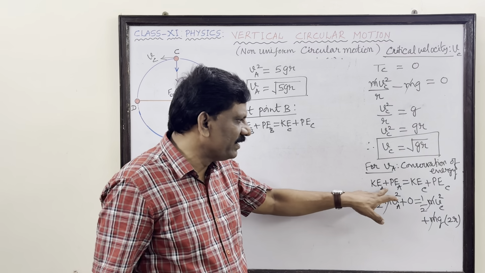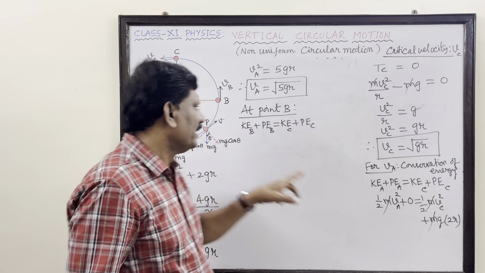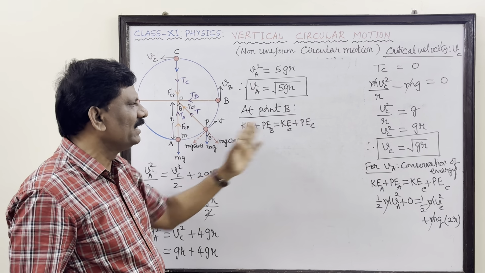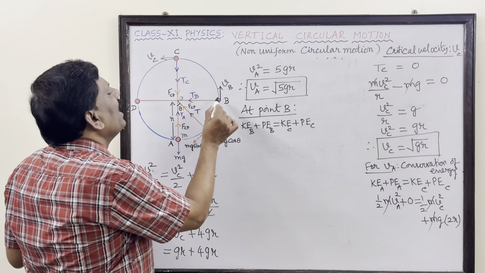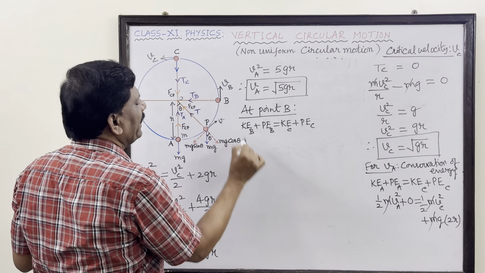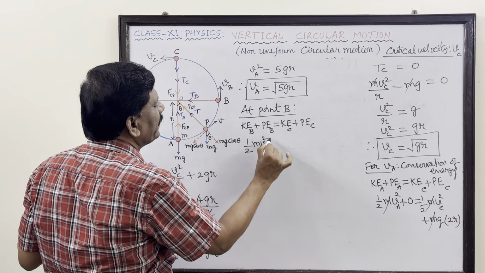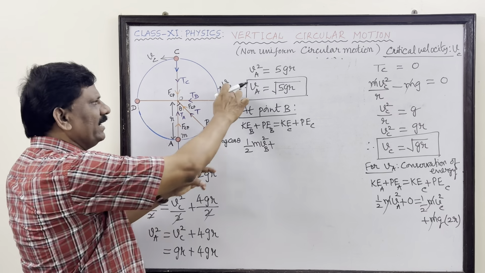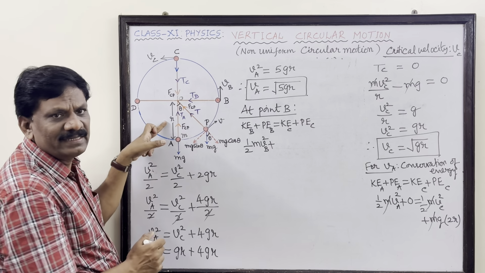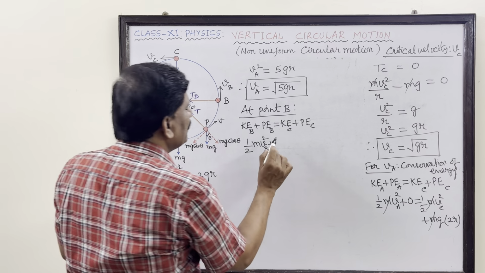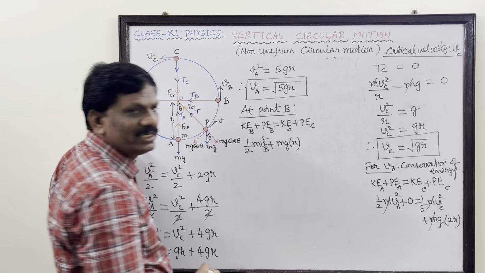Just like in the previous case, unknown point on the left side, a known point C on the right side we kept. Like that, unknown point B on the left side, known point C I have kept on the right side. So at this point B, what is the kinetic energy? Half mv square plus potential energy. B is at what vertical height from A? It is equal to R. So this is mgR.